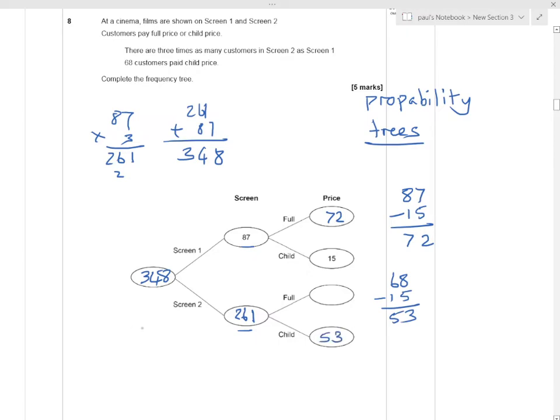Now we've got to find the full price. So take 53 away from all of those on screen too. 261 and 53, 51, so that's 8, 0, 2, 208.